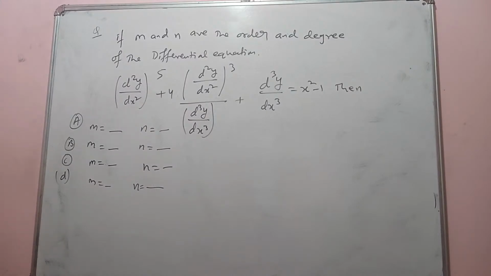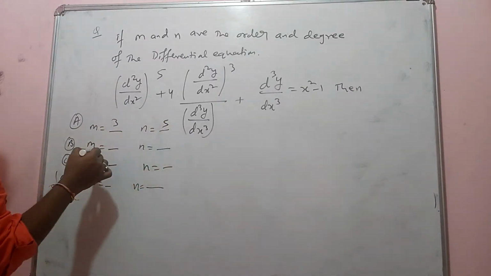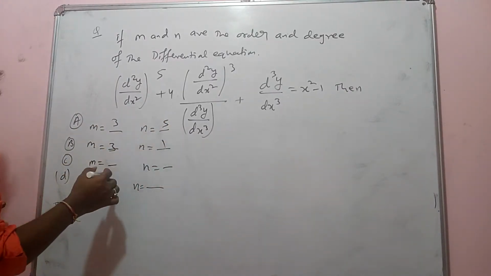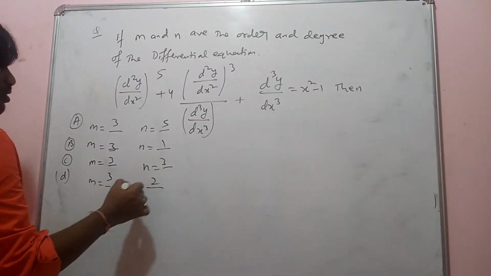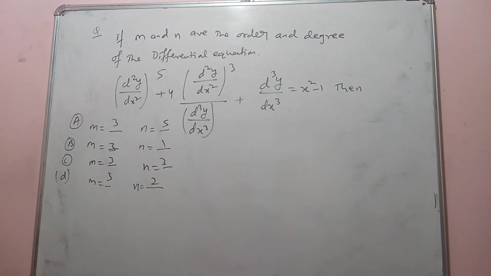The question is, if m and n are the order and the degree of the differential equation (d²y/dx²)^5 + 4 times d³y/dx³ and so on, you have to find which one is correct. They have given the options: 3, 5; 3, 1; 3, 3; 3, 2. What is the answer for this?